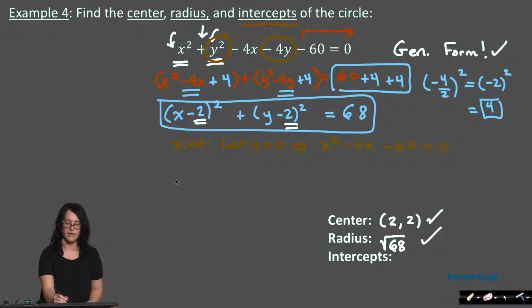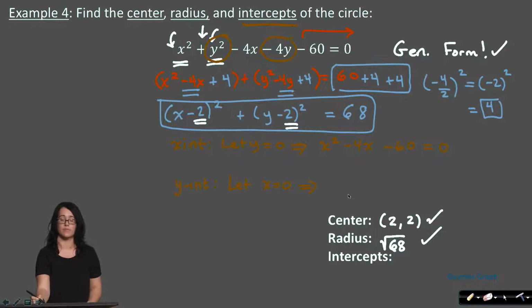Similarly, if you wanted to find your y-intercepts, you would need to let your x values equal 0. And if you let your x values equal 0, you would be left with y squared minus 4y minus 60 equals 0. And you can tell these equations are pretty much the same, with just different variables. So at this point, you would either use quadratic formula, completing the square, or you would use the factoring method if possible. So I'll let you try those on your own.